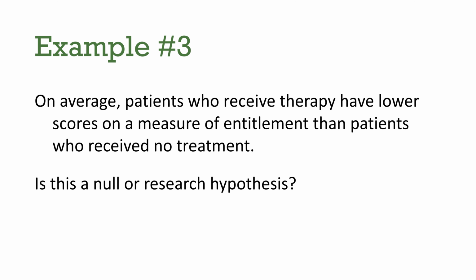If the mean of the treatment group is less than the mean of the control group, we could write that as this. Mu, which is the population mean, with a subscript t, denotes the mean of the treatment group. Mu with a subscript c denotes the mean of the control group. This statement does not contain an equality. It communicates a difference. So this is a research hypothesis. Let's do one more, slightly different example.